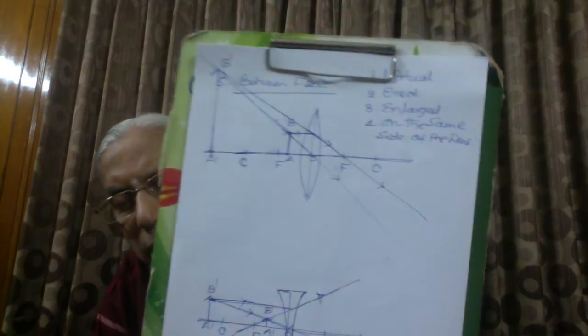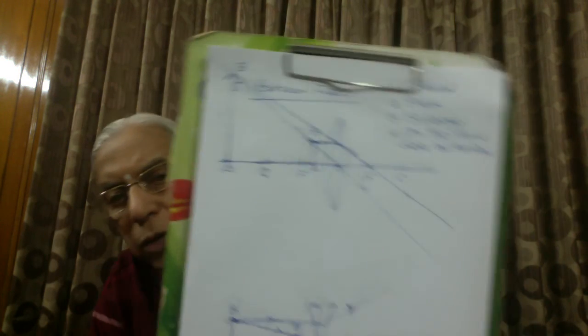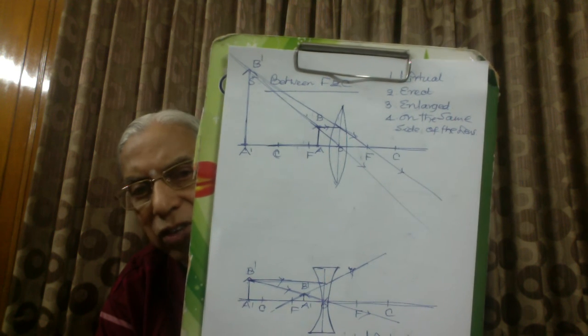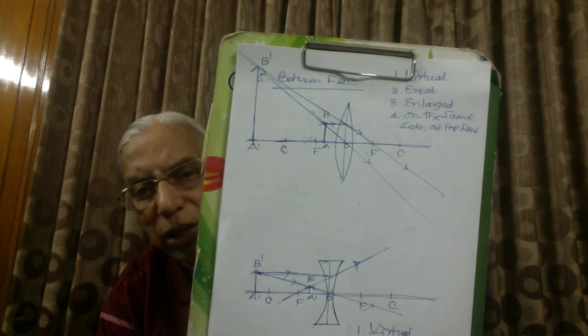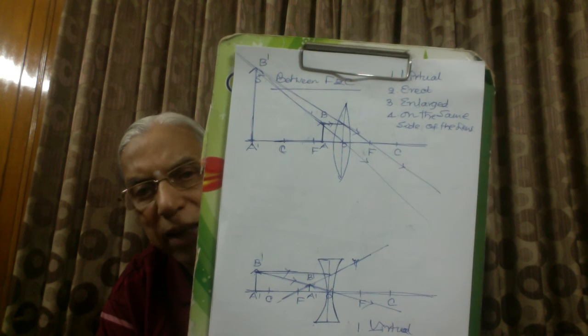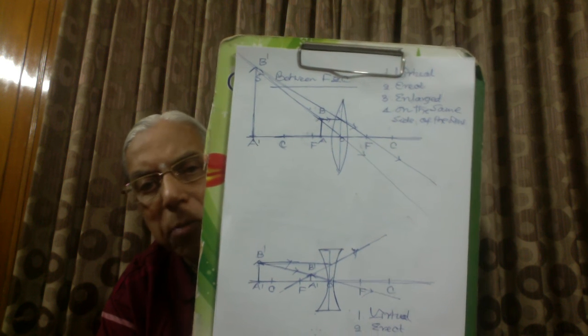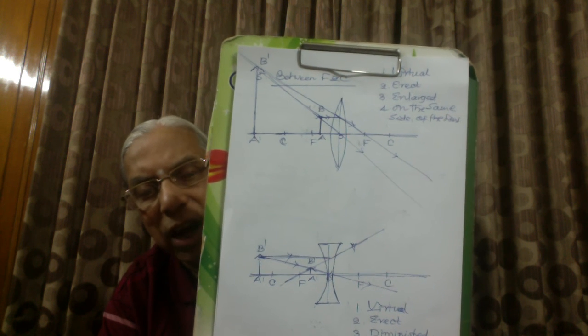Now I go to the other position, between O and F, that is called within the focal length. Suppose I place an object between O and F, as in the first figure here. AB is the object. Once again, I consider two rays starting from B. One travels parallel to the principal axis and is bound to pass through F on the other side. I am considering another ray of light passing through O, which gets out of the lens undeviated.